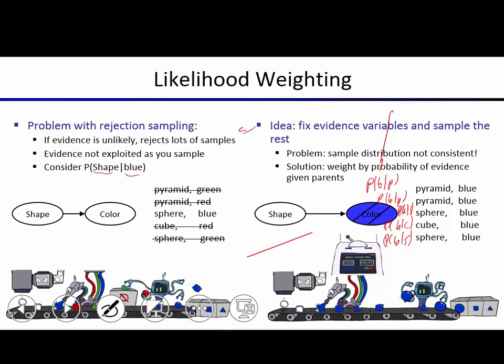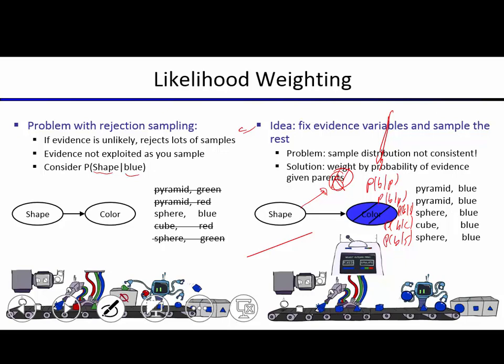Yes? What happens if you have multiple evidence variables? Can you just multiply them, or does that not work? Okay, so the question is, what if we have multiple evidence variables? What will this weight look like? Let's say we had another one here, maybe some kind of quality of the shape we produced. We might inspect it, and it might be a high or a low quality. So with another variable here, maybe we observed it's low quality and it's blue, and we want to know what the distribution is over shape.